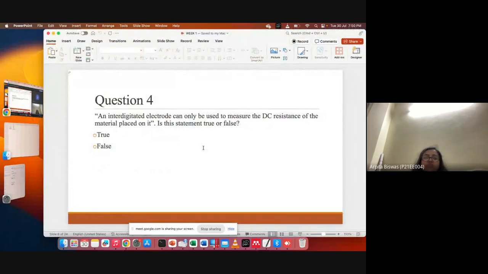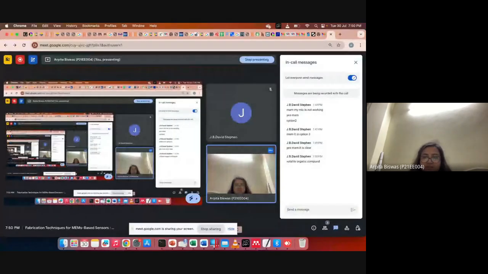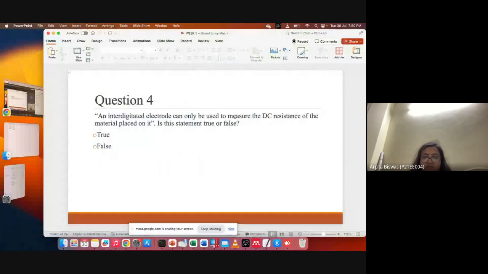So next we are moving toward question number 4. An interdigitated electrode can only be used to measure the DC resistance of the material placed on it. So the statement is true or false. An interdigitated electrode can only be used to measure the DC resistance of the material placed on it. Is this statement true or false? So what is the answer, David? There is no hurry, you can take your time, but at least try.